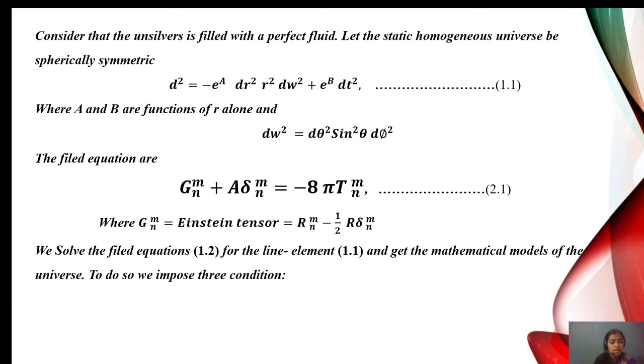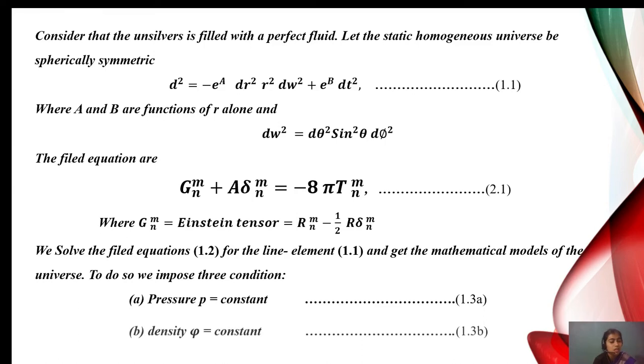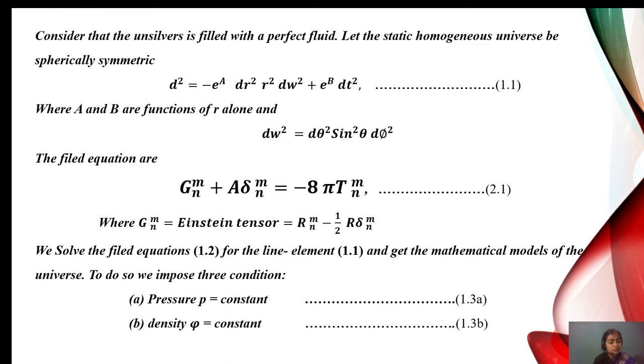Solve the field equation 1.2 for the line element 1.1 and get the mathematical model of the universe. To do so, I impose three conditions. First condition, pressure P equals a constant. Second condition, density equals a constant. Third condition, SR is valid locally, that is a equals b equals 0 at r equals 0.